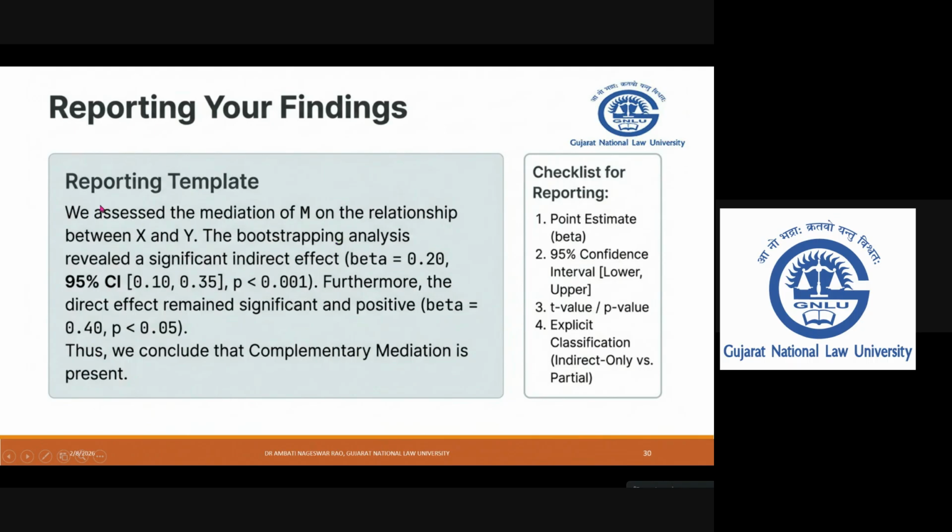Now, when it comes to reporting, we assess the mediation of helping behavior in the relationship between teamwork and stress. The bootstrapping analysis revealed a significant indirect effect, with a 95% confidence interval. Furthermore, the direct effect remained significant and positive. Thus, we conclude that complementary mediation is present. It is a partial mediation, because we have the direct effect and we also have the indirect effect. Both together are contributing. It's called partial mediation analysis.